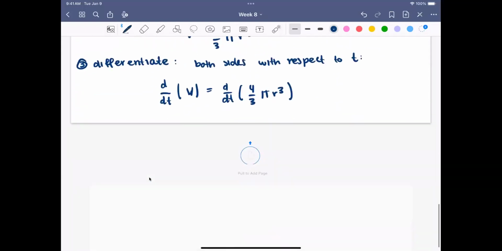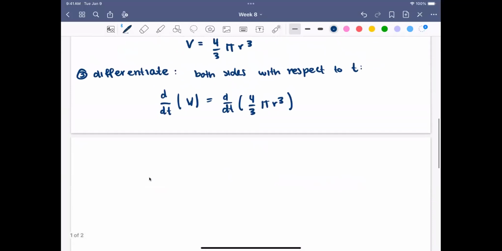This is going to equal d/dt of 4/3 pi r cubed. Okay, so then when I take the derivative here, this will just be dV/dt, and this is equal to 4/3 pi. So for the r, we'll have to use the power rule and then the chain rule. So we get 3 r squared dr/dt. Okay, maybe I'll pause here.